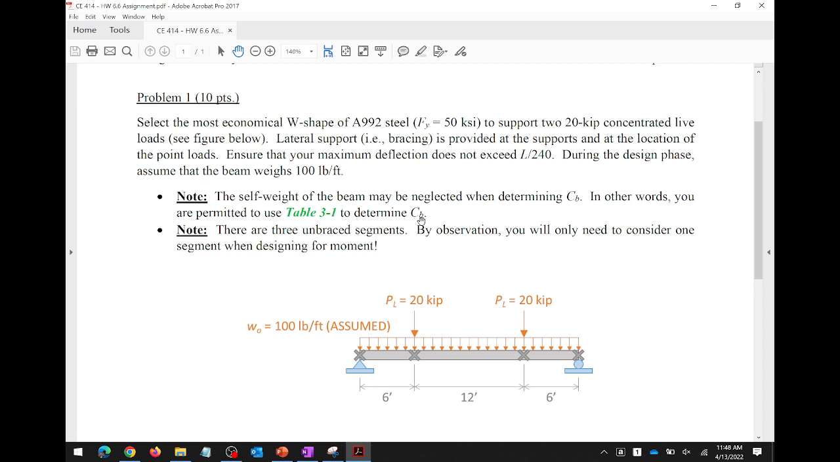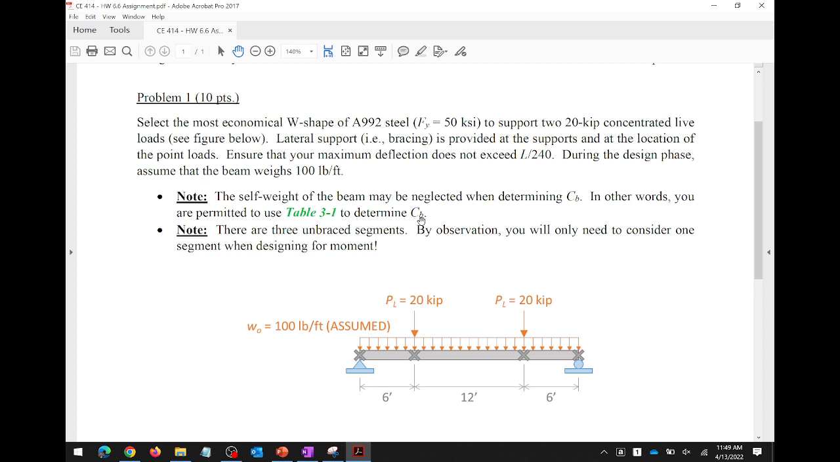So if I take this self-weight off, the only thing I have is a beam that has 1, 2, 3, 4 braces and has point loads applied at those braces, and it's symmetric. If you look at table 3.1, there is a case that matches this exactly, right? So I'm doing that so that you can use table 3.1 for CB. That's point 1. Here's the second point. How many unbraced segments do we have on this problem? We have 1, 2, 3, right? But really we only have 2. We have the end segment and the middle segment, because this is a symmetric beam.